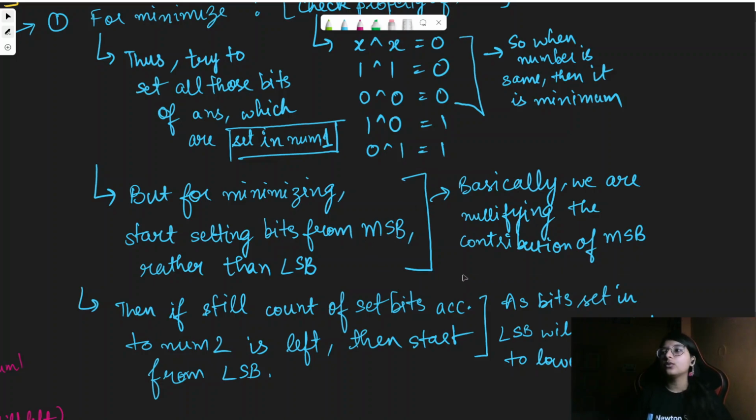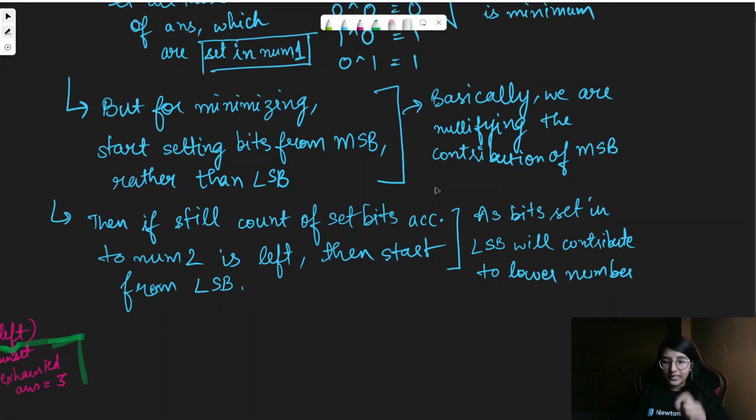So, in that context only, how we are required to set those bits. First thing, for minimizing, start setting bits from the maximum set bit rather than the LSB. Now, why is this the reason? Basically, we are nullifying the contribution of the MSB. How are we doing so? That we are nullifying them, right?